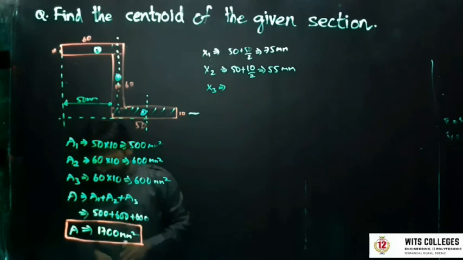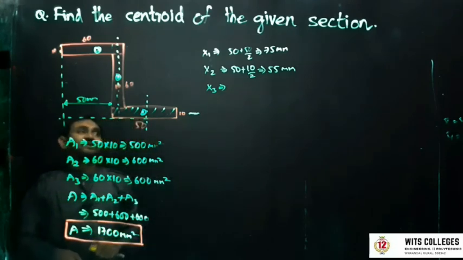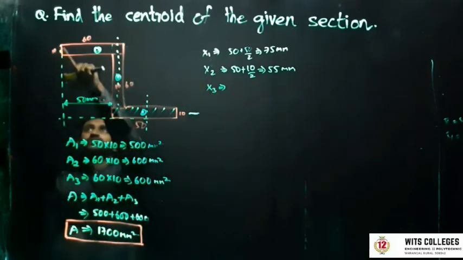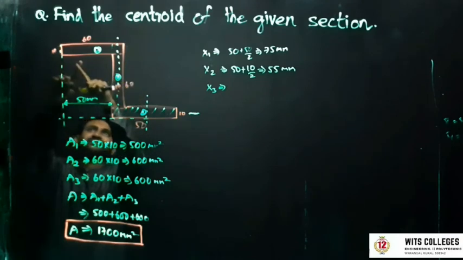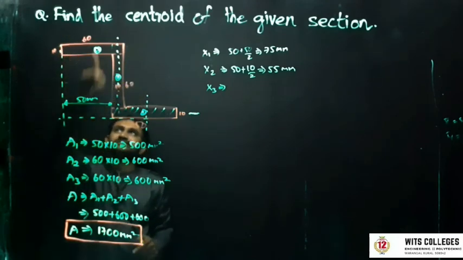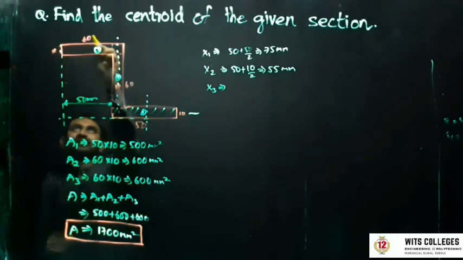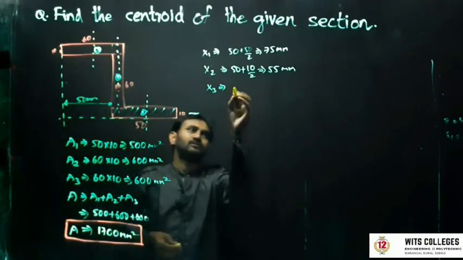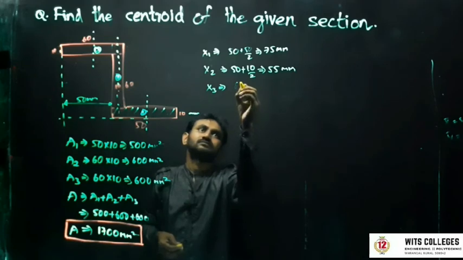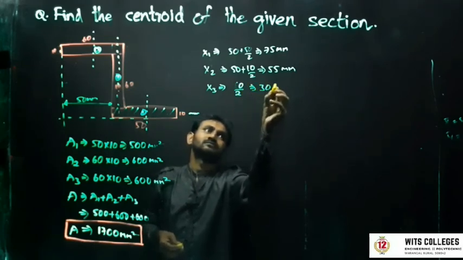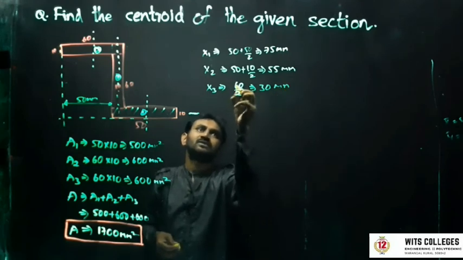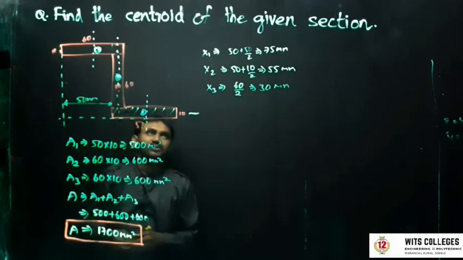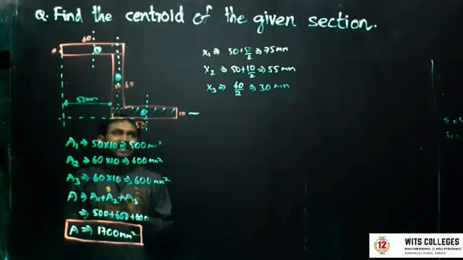Similarly x3 is equal to, this figure directly starts from the axis. So when I cut it vertically, the width is 60, so directly I'll get 60 by 2, that is equal to 30 mm. So I got x1, x2, x3.